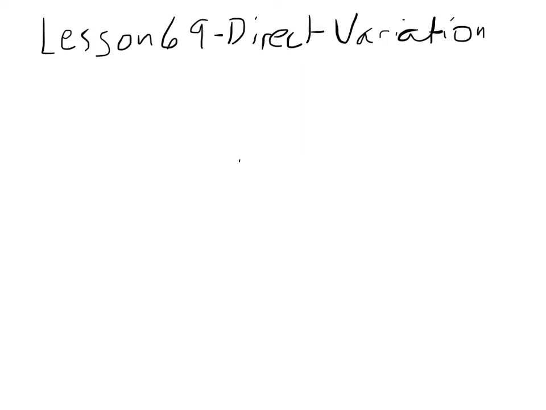Alright, 8th graders, lesson 69, direct variation. Recall that when two variables are proportional, the value of one variable can be found by multiplying by a constant factor. So we say y equals k times x, where k is the constant.